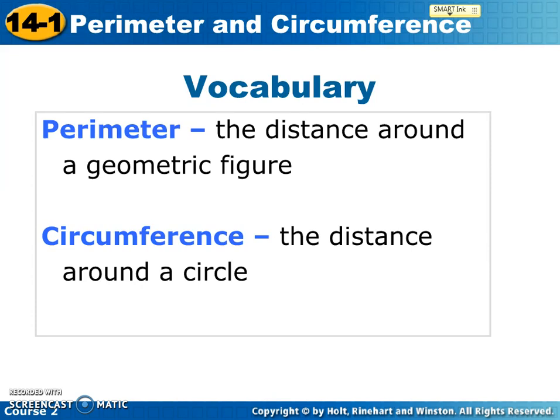Circumference, then, only deals with circles. So perimeter is any sided shape. Right? Our rectangles, our hexagon, octagons, decagons, all of those. Circumference only deals with circles. So it's the distance around the outside of a circle. So similar to our perimeter, but only that the shape is a circle.